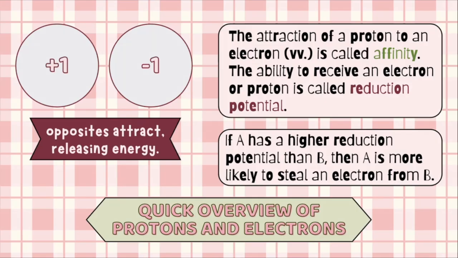Okay? So if you have, for example, 2 molecules, A and B, and let's say that A has a higher reduction potential than B, then A is more likely to steal an electron from B. Why? Because A is more able to, or A attracts the electron stronger than B, if that makes sense. Are you guys following so far? Yes. Okay. And this entire process, by the way, releases energy. So you should know that. Okay, so next.